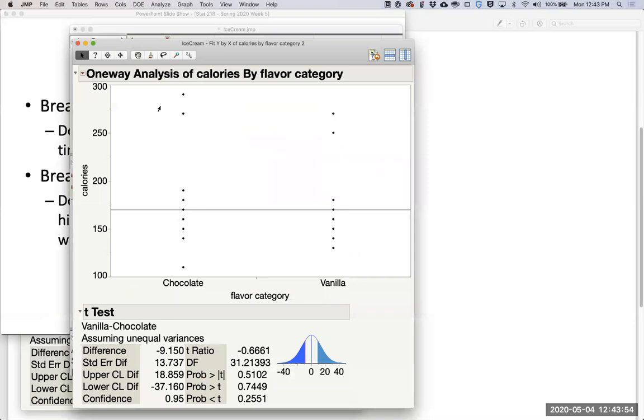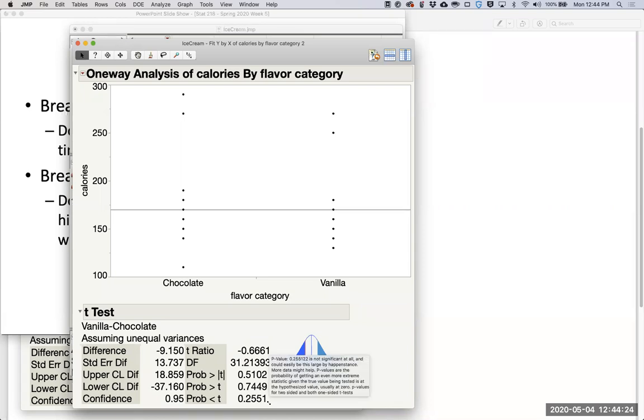Turning on the t-test, we see vanilla minus chocolate. It's chosen for me vanilla, and chocolate is the group to which we're comparing. And if chocolate had more calories than vanilla, we would expect a negative value for t. We do get a negative value for t, and our probability less than that, the lower tail area, is 0.2551.